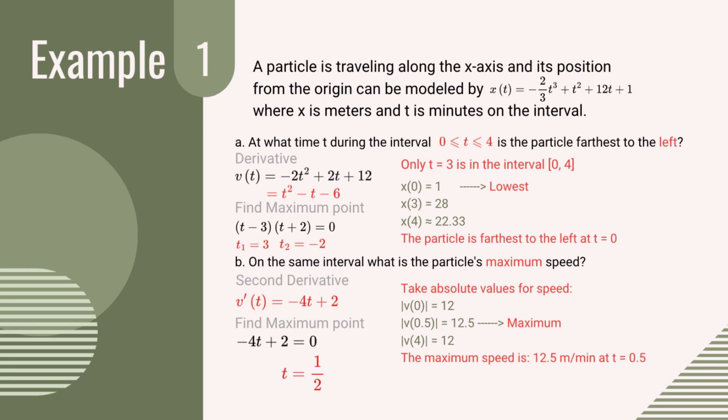So we take the absolute value when we plug in the three different values: the endpoints 0 and 4, and the extreme point, a half. So we compare these three values again. We got that when t equals a half, the function v has the maximum value. So the maximum speed is 12.5 meters per minute at t equal to a half.